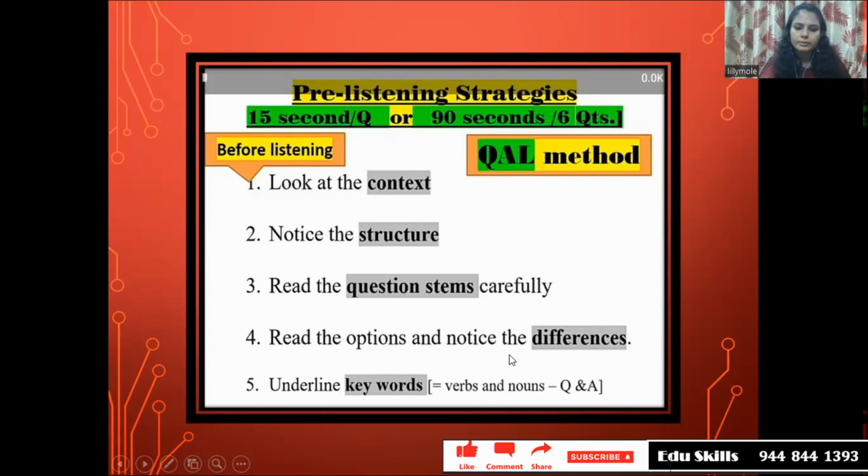Then read the options and notice the differences. There will be options they will give, and there will be differences. Just notice the differences. Then underline the keywords, that is verbs and nouns, etc.